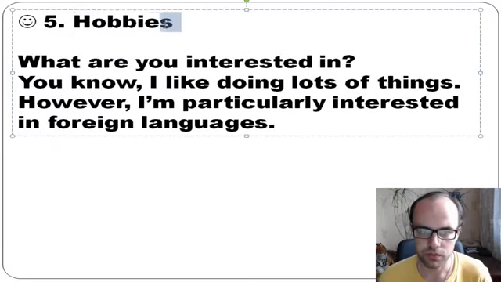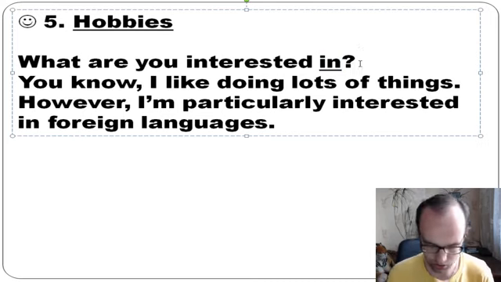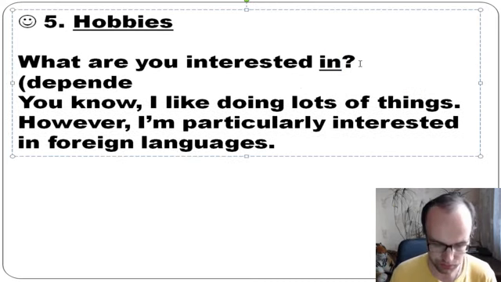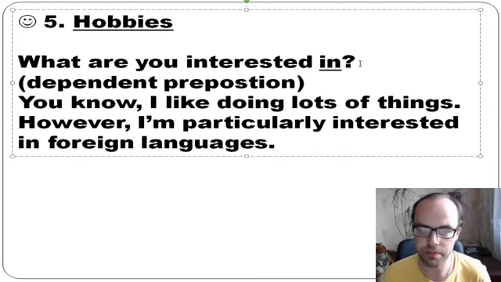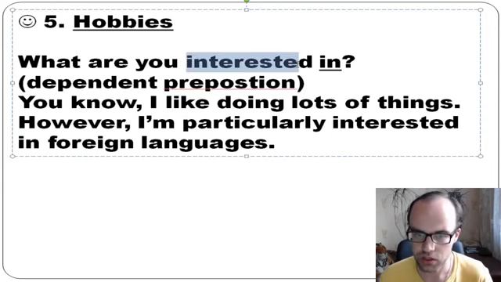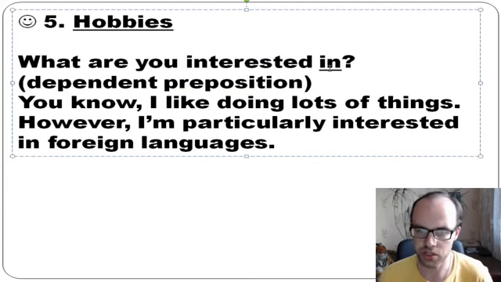So hobbies. What are you interested in? Please remember this question. We call it a dependent preposition. This preposition depends on this adjective. So we say interested in, and we have it at the end of the question. What are you interested in, or what do you like? So, I like doing lots of things. Very nice speaking phrase, like doing something, yeah?